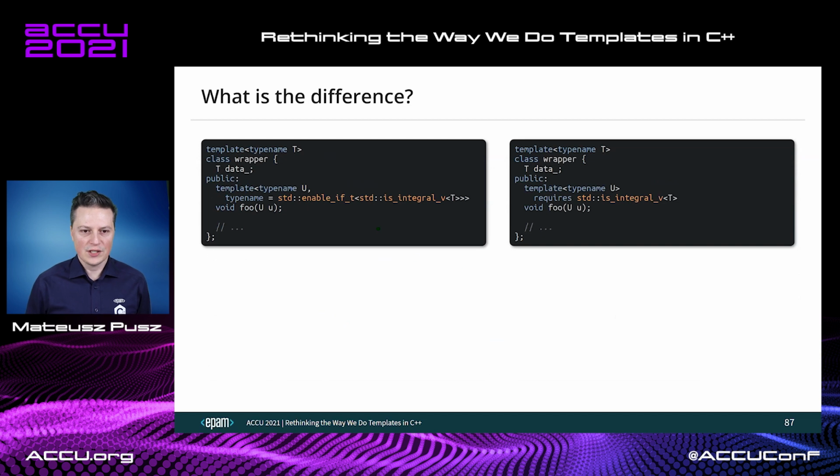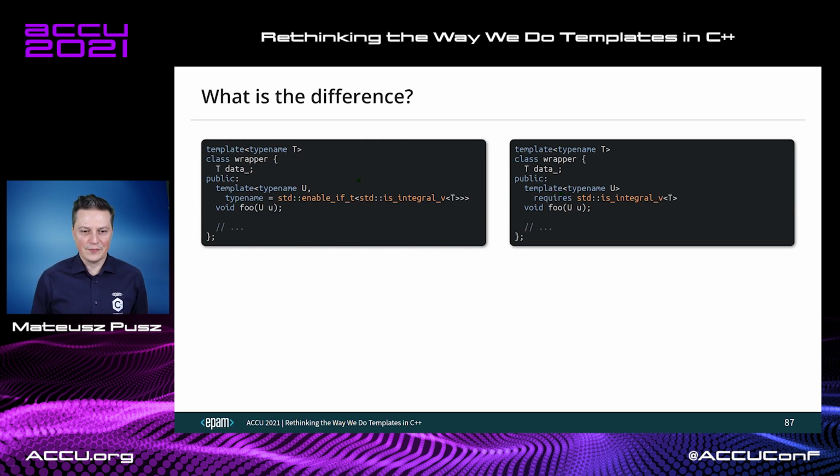Another use case is here. What is the difference between those two? We have wrapper of type T and wrapper of type T. Data, data. This one takes a function template foo with parameter U, that's parameter of this template, and this one has the same parameter. And you want to constrain this, so that it should work only if the type T for a class template is an integral type, both with enable_if and requires clause here.